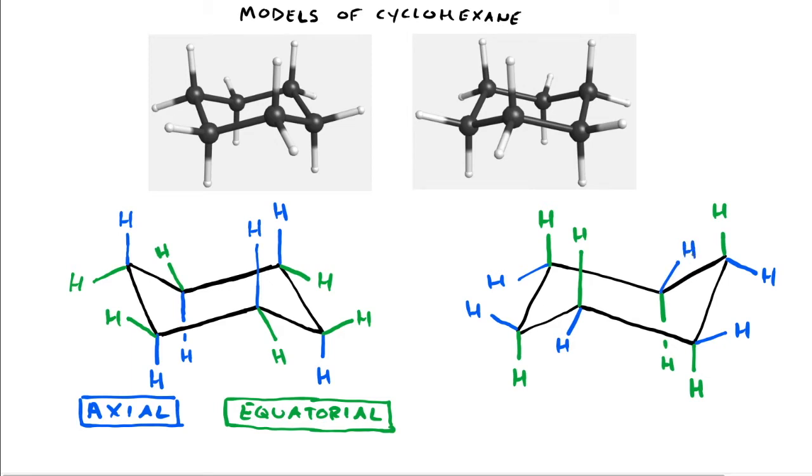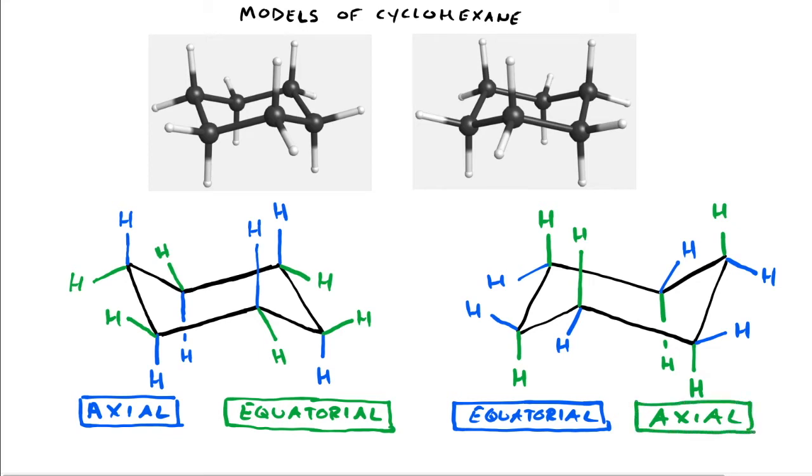Now you might be wondering, why was I inconsistent here? On the left structure I put axial positions in blue, equatorial positions in green, whereas on the right structure the blue positions were equatorial, and the green positions were axial. Why would I introduce this inconsistency to the structure? Well, there was a reason behind that.